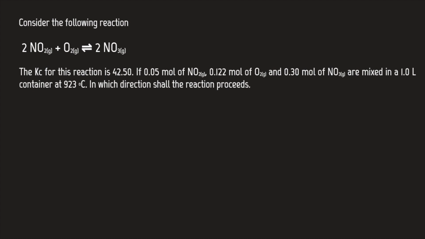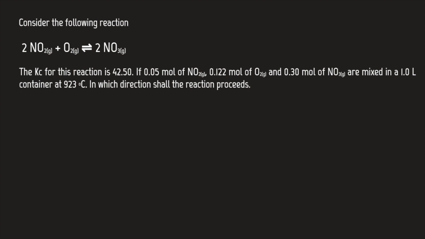Question number 2. Consider the following reaction. The Kc for this reaction is 42.5. If 0.05 mole of NO2, 0.122 mole of O2, and 0.30 mole of NO3 are mixed in a 1 liter container at 923 degrees Celsius, in which direction shall the reaction proceed?